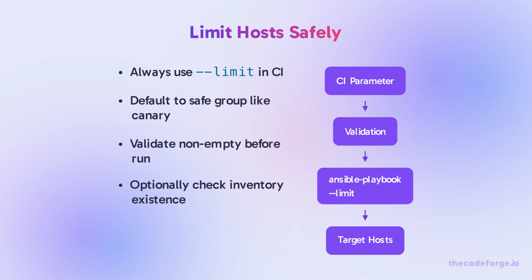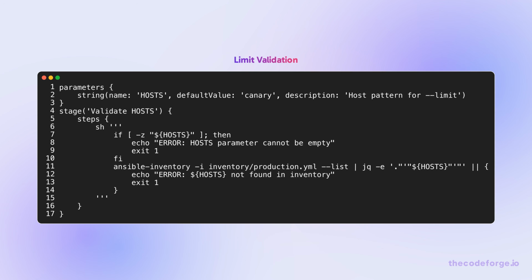The limit flag is your best friend in CI. Always use it with a parameter that defaults to a safe group. Validate that it's non-empty and optionally check that the host or group exists in inventory. Here's a Jenkins stage that validates the HOSTS parameter. It checks that it's not empty and that the host or group exists in the inventory.